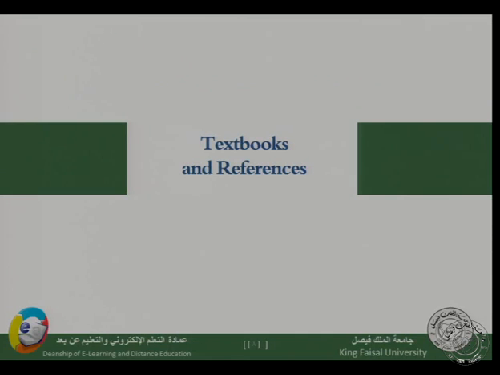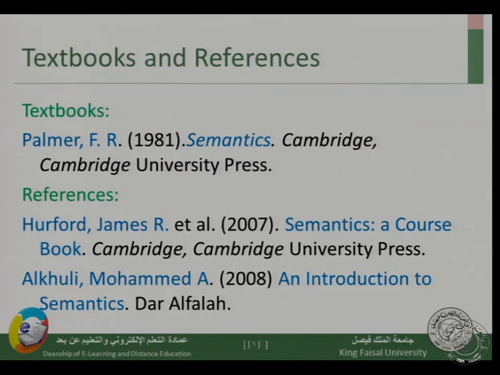The textbook and the references for the course are as follows. This is the main textbook: Palmer, F.R. Palmer, Semantics, published in 1981 by the Cambridge University Press. You don't have to buy the book. I will include everything you need for the exam in the PowerPoint slides. So if you want to learn more, if you want more explanation, more examples, things like that, you buy the book. If you just want to study for the purpose of the exam, you can just use the PowerPoint slides I give you. But of course it is recommended that you buy the book.